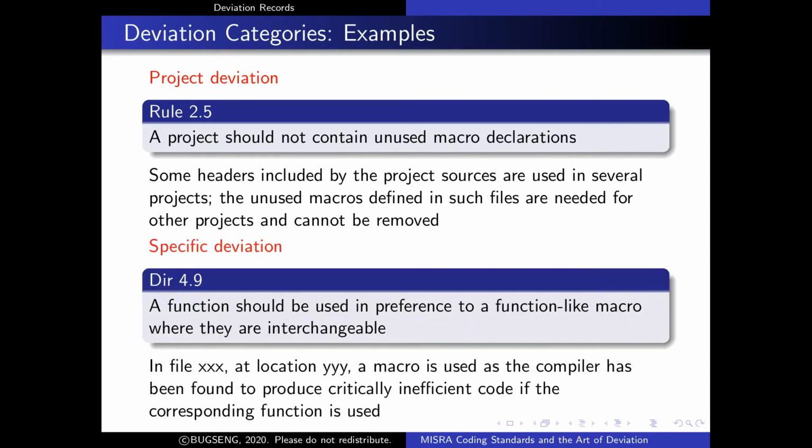Simple example. An example of specific deviation for Directive 4.9, a function should be used in preference to a function-like macro where they are interchangeable. So I can decide that in a certain file at a certain location, a macro is used because we have verified that the compiler will produce critically inefficient code if we use a corresponding function instead of the macro. Just an example of specific deviation.